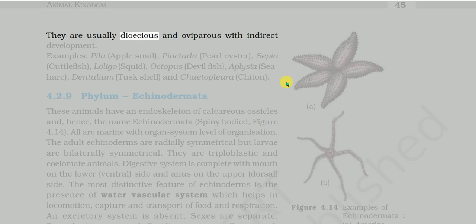They are usually dioecious and oviparous with indirect development. Examples: Pila, apple snail, Pinctada, pearl oyster, Sepia, cuttlefish, Loligo, squid, Octopus, devilfish, Aplysia, sea hare, Dentalium, tusk shell, and Chaetopleura, chiton.